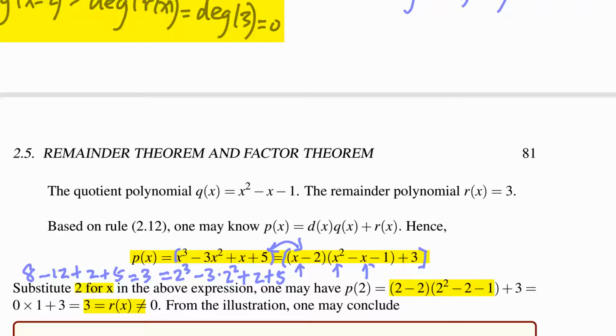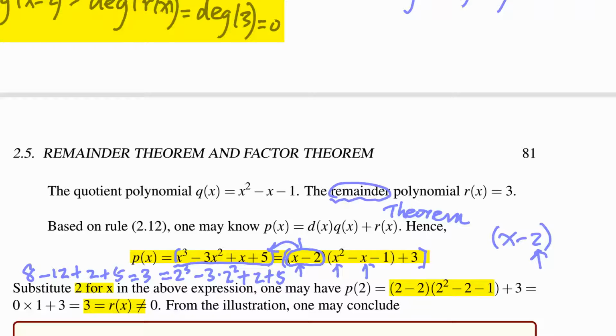So this tells us that the remainder theorem tells us that if x minus 2 is the divisor, this one as a divisor, to divide this polynomial, 2 comes from here. Why do you need to plug in 2? 2 comes from here.